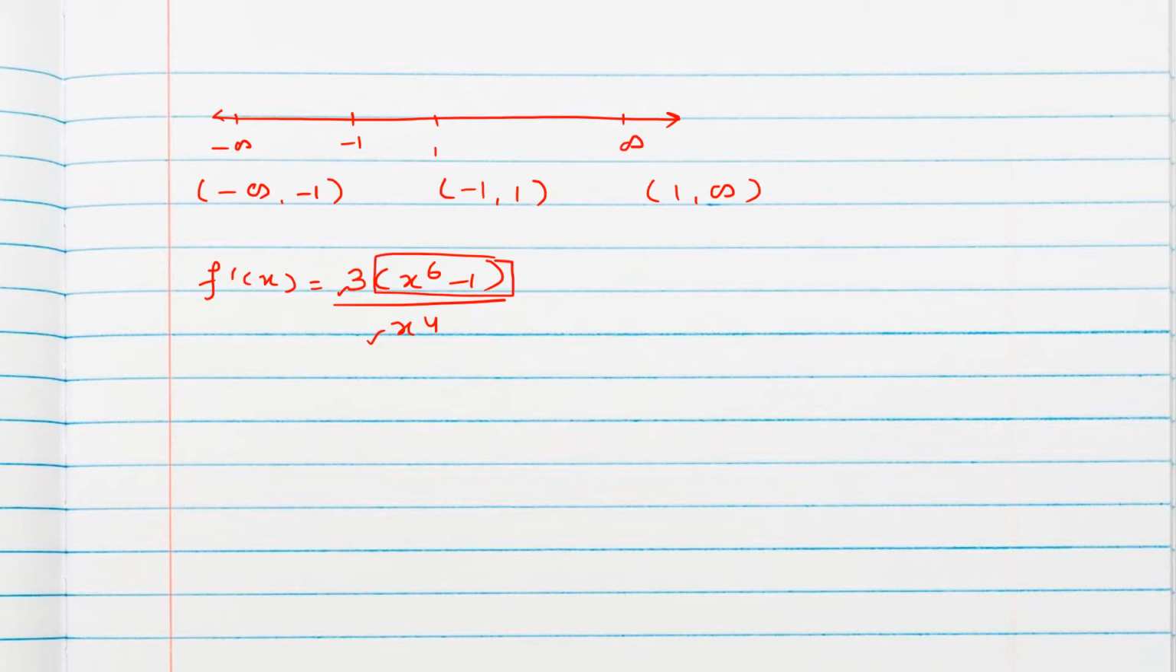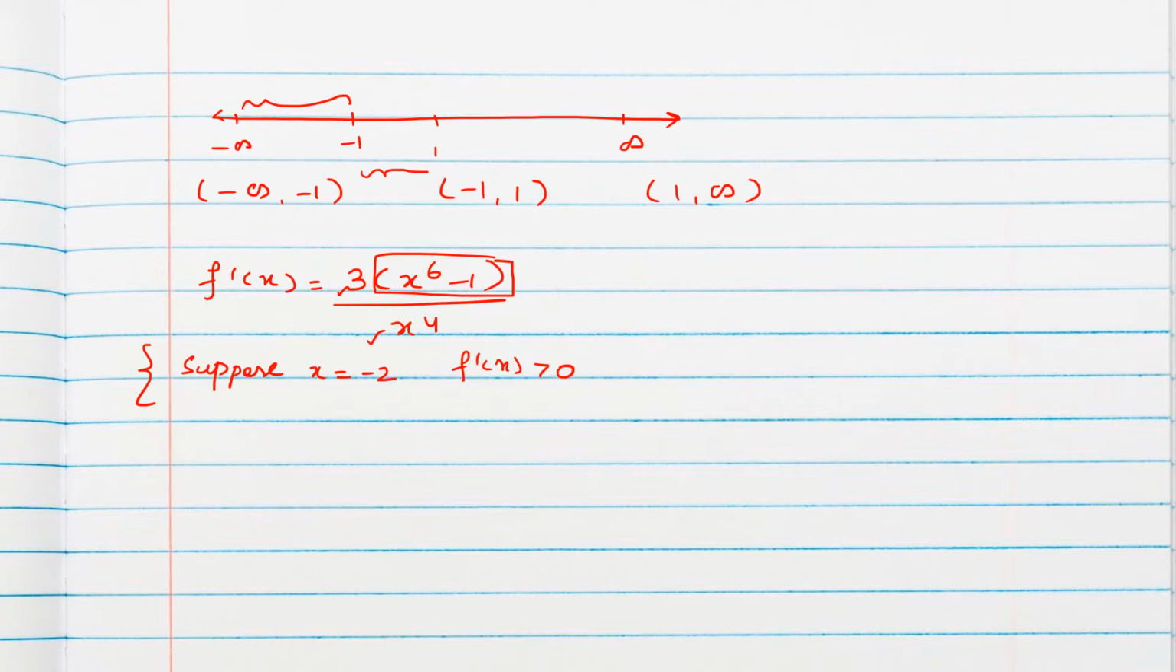If we select any number from this interval, minus 2 suppose, so x value minus 2. Minus 2 power 6 will be a positive value, and it will be greater than 1, no doubt. So this bracket will be positive. So f dash of x will be positive.